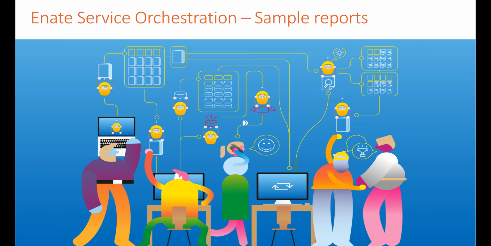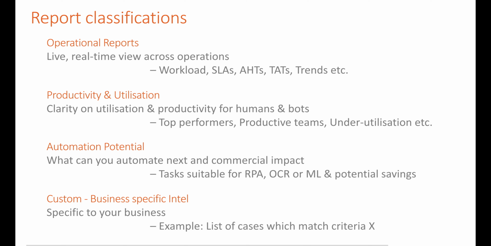Reports in Enate are delivered via Tableau. Broadly, Enate reports can be classified into four areas: day-to-day operational reports, productivity and utilization reports, automation potential reports, and bespoke reports. Reports in Enate are all real-time and completely configurable depending on business needs.